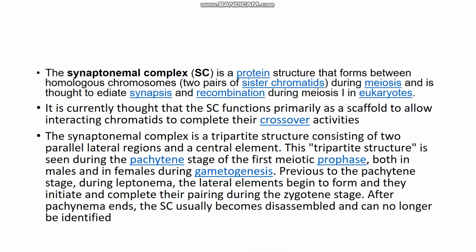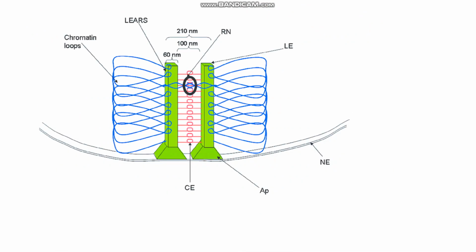So, this complex is a tripartite structure consisting of two parallel lateral regions and a central element. This tripartite structure is seen during the pachytene stage of first meiotic prophase. Previous to the pachytene stage, during leptonema, the lateral elements begin to form and they initiate and complete their pairing during the zygotene stage. After the pachytene ends, the synaptonemal complex becomes disassembled and can no longer be identified.